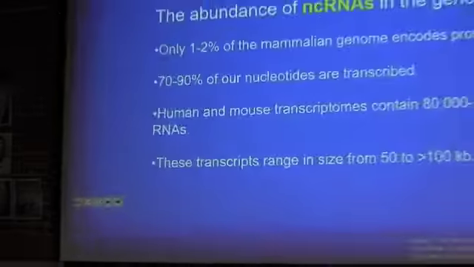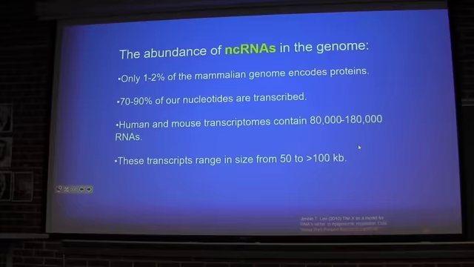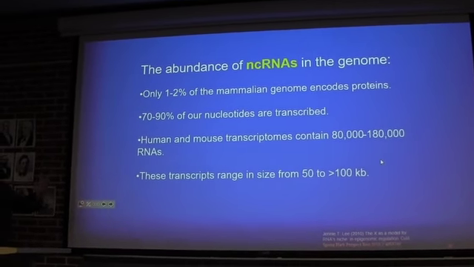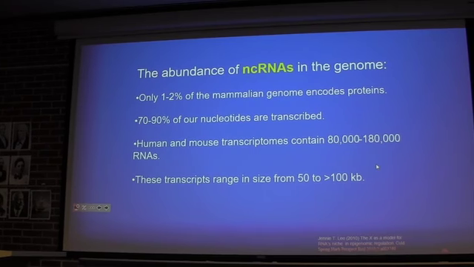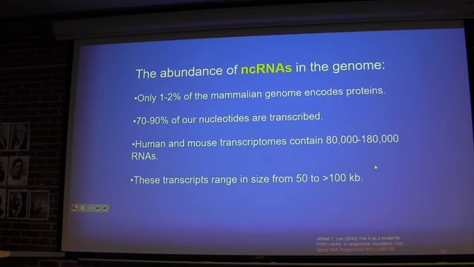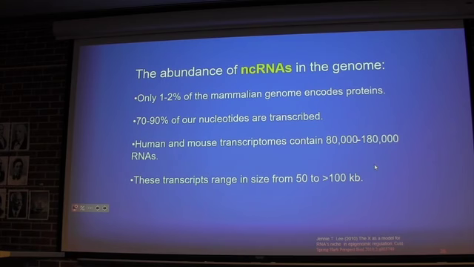See what it says. Only 1 or 2%, we know now it's 1.5%, of the mammalian genome encodes proteins. 70 to 90% of the entire useless genome is transcribed at one time or another. Human and mouse transcriptomes contain 80,000 to 180,000 distinct RNAs. Now, how many genes are there? 25,000. And yet we have 80 to 180 thousand distinct RNA species. These transcripts range, of course, from 50 kilobases to 100.